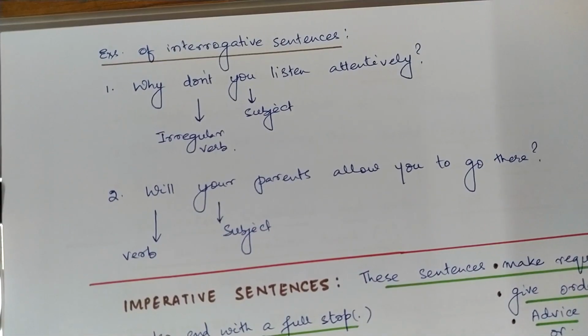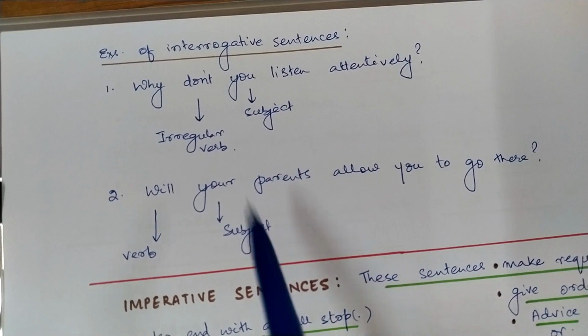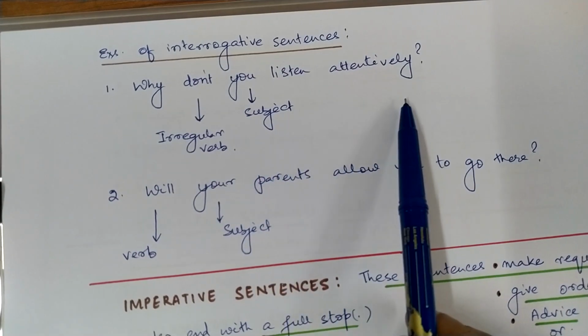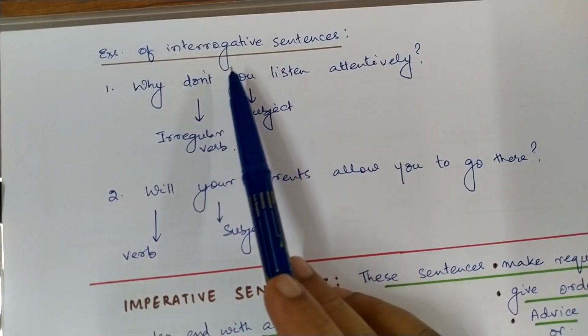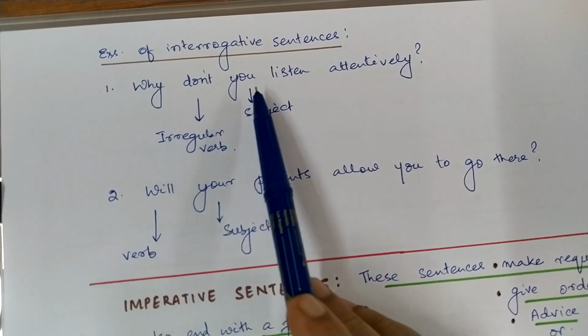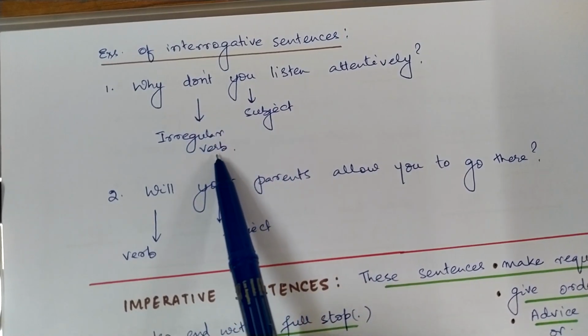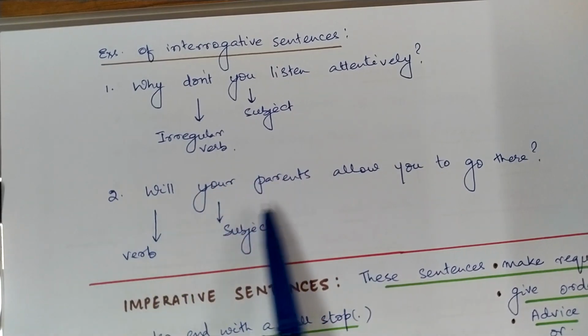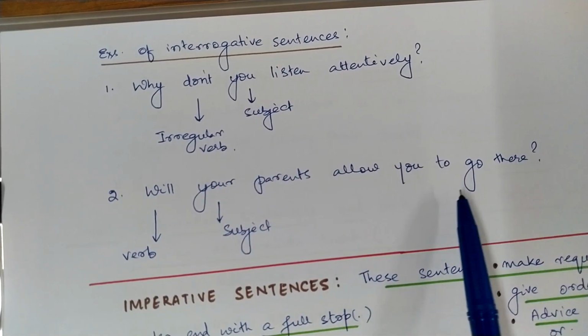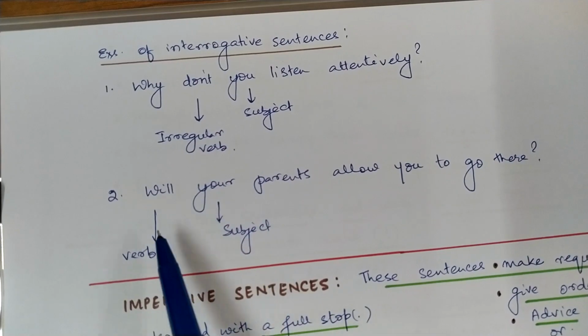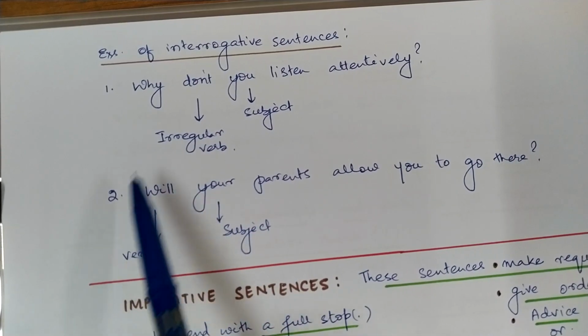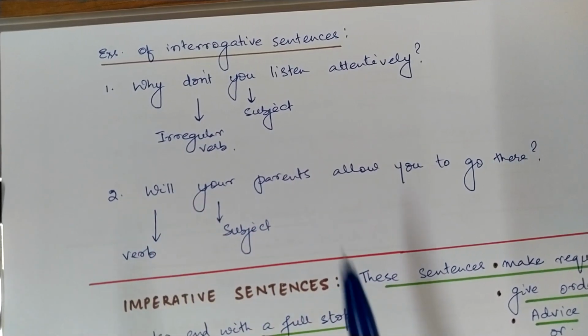Next, a few more examples of interrogative sentences. Why don't you listen attentively? Here again, children, we are placing the verb don't before the subject you. Now don't is also an irregular verb again here. Now second, will your parents allow you to go there? In this, your subject is your and the verb is placed before the subject in will. Only happens in the case of interrogative sentences.